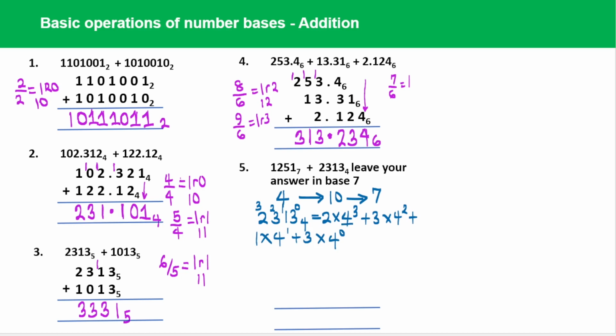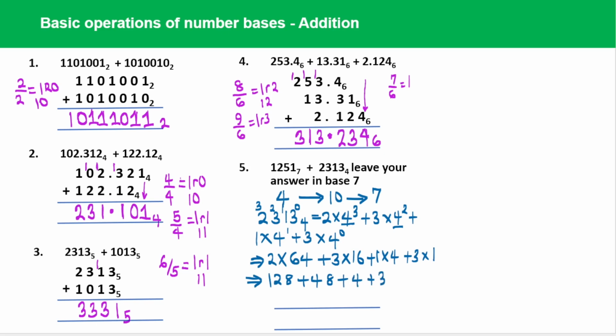Now 4 to the power of 3, that is 64. So that means we have 2 times 64, plus 4 to the power of 2, that's 16. So that will give us 3 times 16, plus 4 to the power of 1, that's 4. So this will be 1 times 4, plus 4 to the power of 0, that's 1. So this will be 3 times 1. We simplify further. 2 times 64 will give us 128, plus 48, plus 4, plus 3.